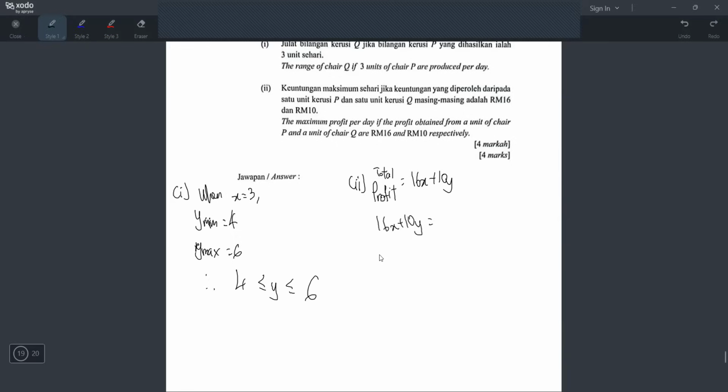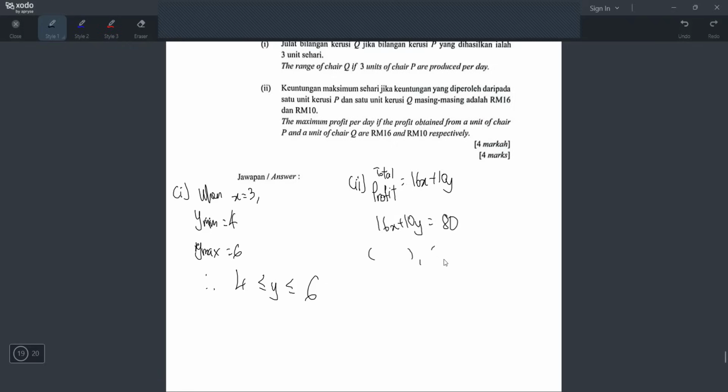16 times 1 is 16, cannot divide 10. 16 times 2 is 32, cannot divide 10. 16 times 3 is 48, cannot divide 10. 16 times 4 is 64, cannot divide 10. 16 times 5 is 80, 80 can divide 10. So the lowest common multiple here is 80. Right? Lowest common multiple means gandaan sepunya terkecil. Right? So it's 80 lah.